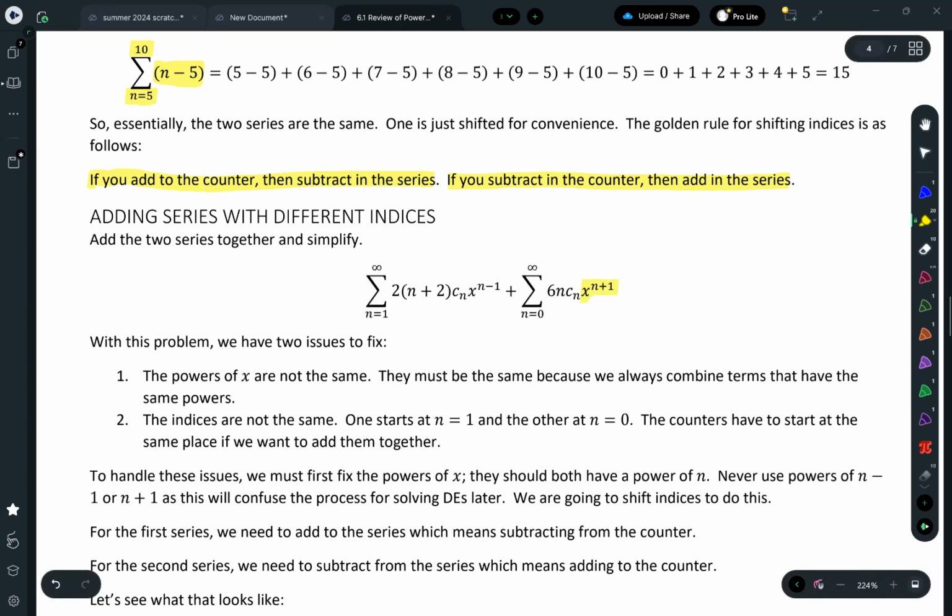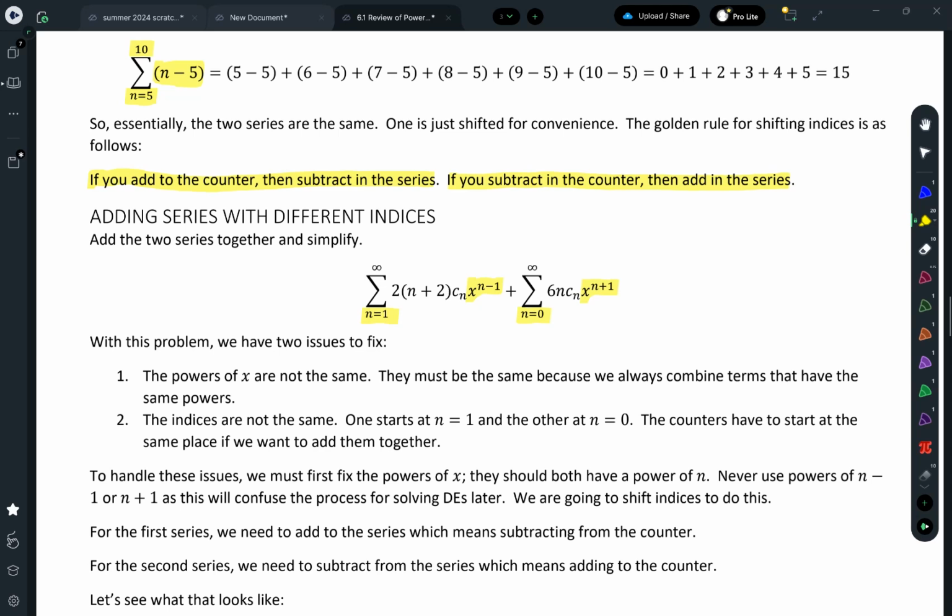Number one, the powers of x are not the same. Remember when we add polynomials, we have to add like with like, so x squared goes with x squared. That means we can't combine x to the n minus 1 with x to the n plus 1. Those are different. The other issue, one of them starts at 1, one of them starts at 0. These are bad problems, but they're fixable.